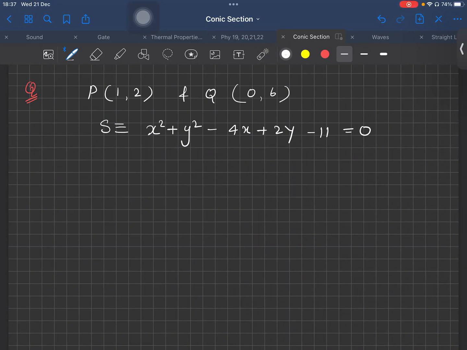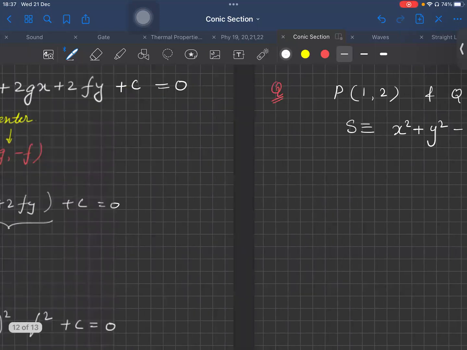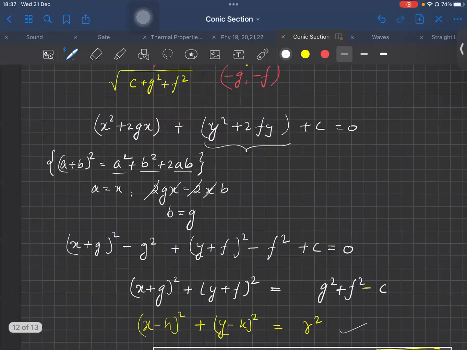Yes, sir. Anyone, please tell me. Shri Kruti: Sir, what are g and f in that equation? Oh, we just calculated g and f.